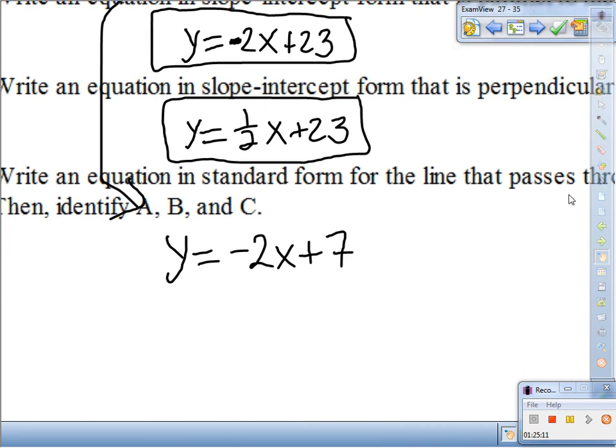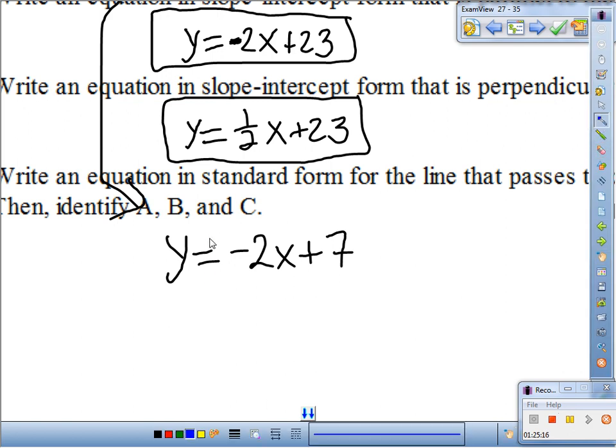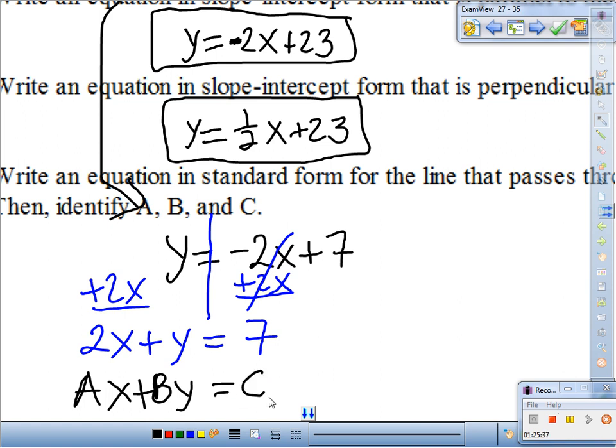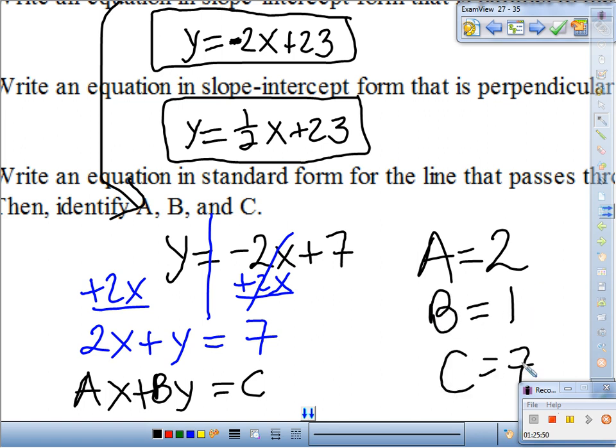What does standard form look like? Having the x and the y on the same side. So therefore, leaving the equal sign, I need to get the x on that side, so I add 2x, add 2x. We're left with 2x plus y equals 7. Is this in standard form? Let me check. ax plus by equals c. Does this look something like this? Yes. Therefore, identify A, B, and C. What is A? What is B? And what is C? 7. And we're done with that one.